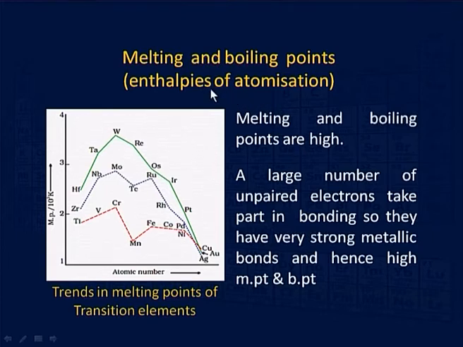the enthalpy of atomization. A large number of unpaired electrons take part in the bonding, so they have very strong metallic bonds. All these metals have unpaired electrons in their electronic structure, and because of the unpaired electrons, the melting point as well as the boiling point of these metals are very high. You can see again the similar trend which was observed in the case of density is also observed for the melting point and boiling point of second and third row transition metals.